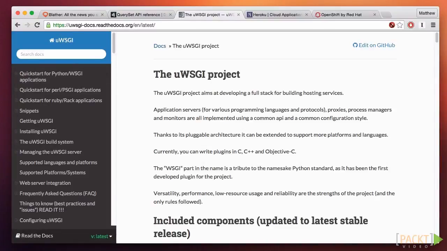As you'd expect, any Python web framework that supports WSGI is compatible, but it's also suitable for running applications written with Ruby, Perl, PHP, and more. One of the reasons WSGI is so popular is because it is very flexible and easy to use.